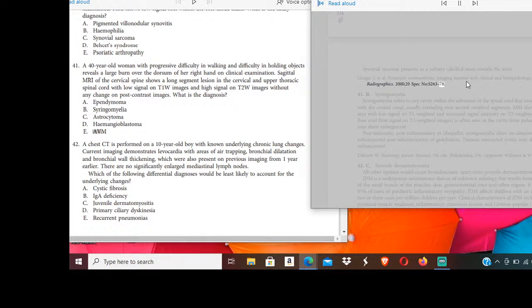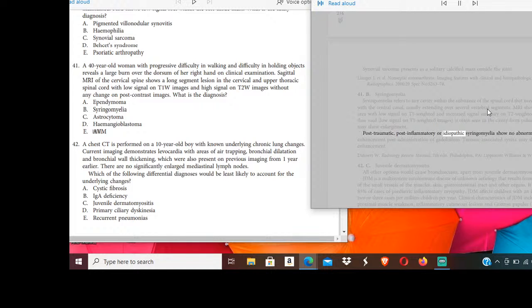41. B. Syringomyelia. Syringomyelia refers to any cavity within the substance of the spinal cord that may communicate with the central canal, usually extending over several vertebral segments. MRI shows a cystic area with low signal on T1 weighted and increased signal intensity on T2 weighted images. CSF flow void, low signal on T2 weighted images, is often seen in the cavity from pulsation. The cord may show enlargement.